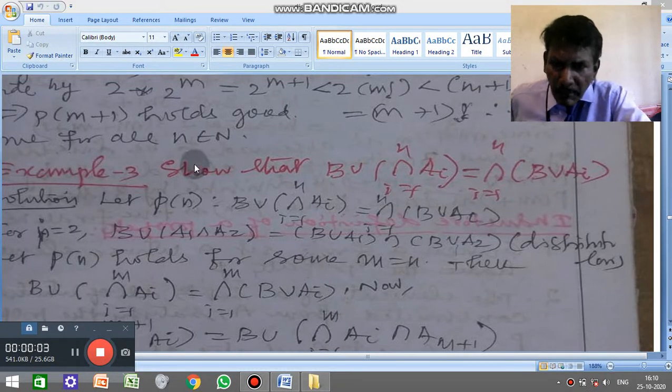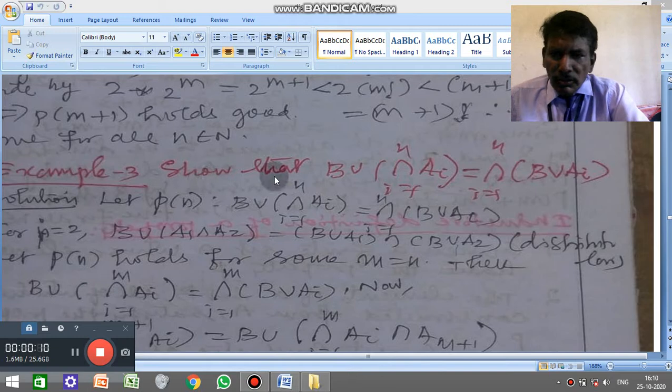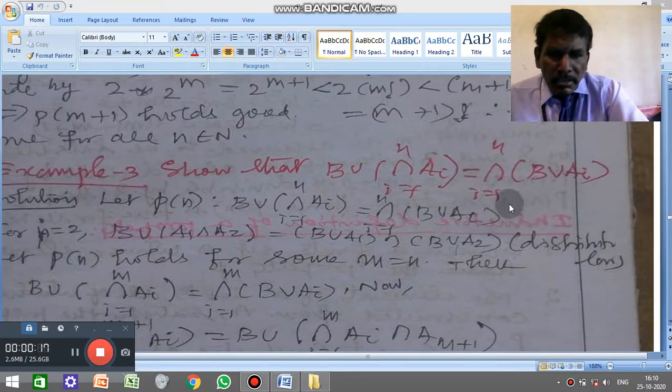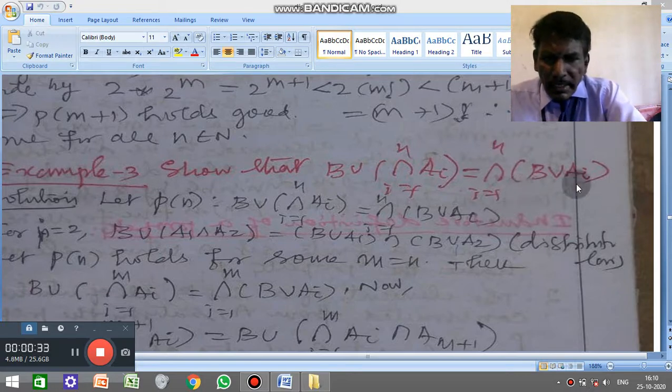Okay, this is a very important problem that I am discussing today. Show that B union intersection i tends to 1 to n Ai equals intersection i tends to 1 to n B union Ai. This is what we have to prove. So what you are seeing here, B union intersection i tends to 1 to n Ai must be equal to intersection i tends to 1 to n B union Ai. That's what the problem is about.